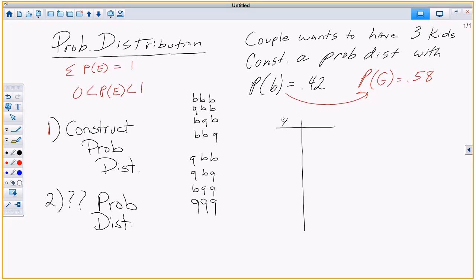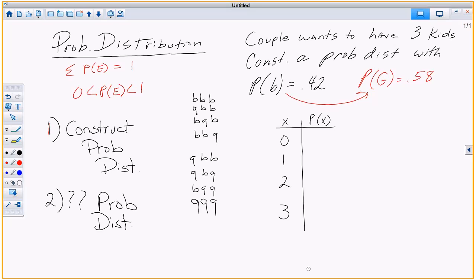This is going to be X, and this is going to be the probability of X. This is the event. This is the probability of the event happening. Okay? And the probability of 0 girls, probability of 1 girl, probability of 2 girls, and the probability of 3 girls. Or you could say boys, or whatever you want to do. I don't care. Okay, whatever the question asks.